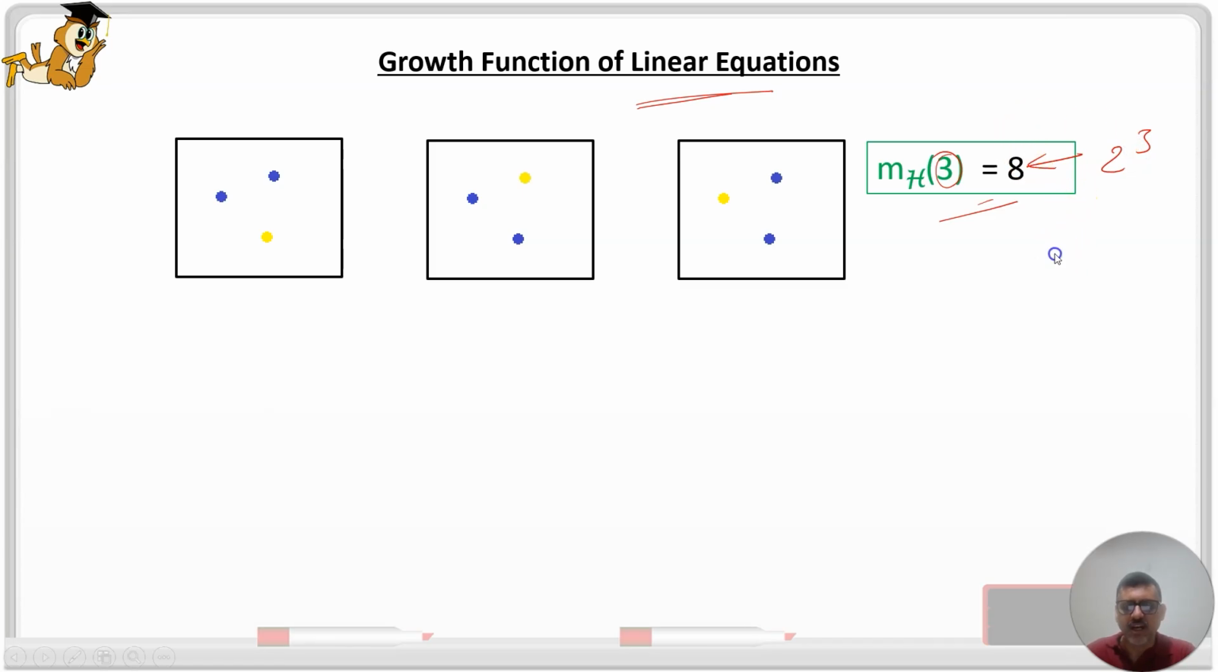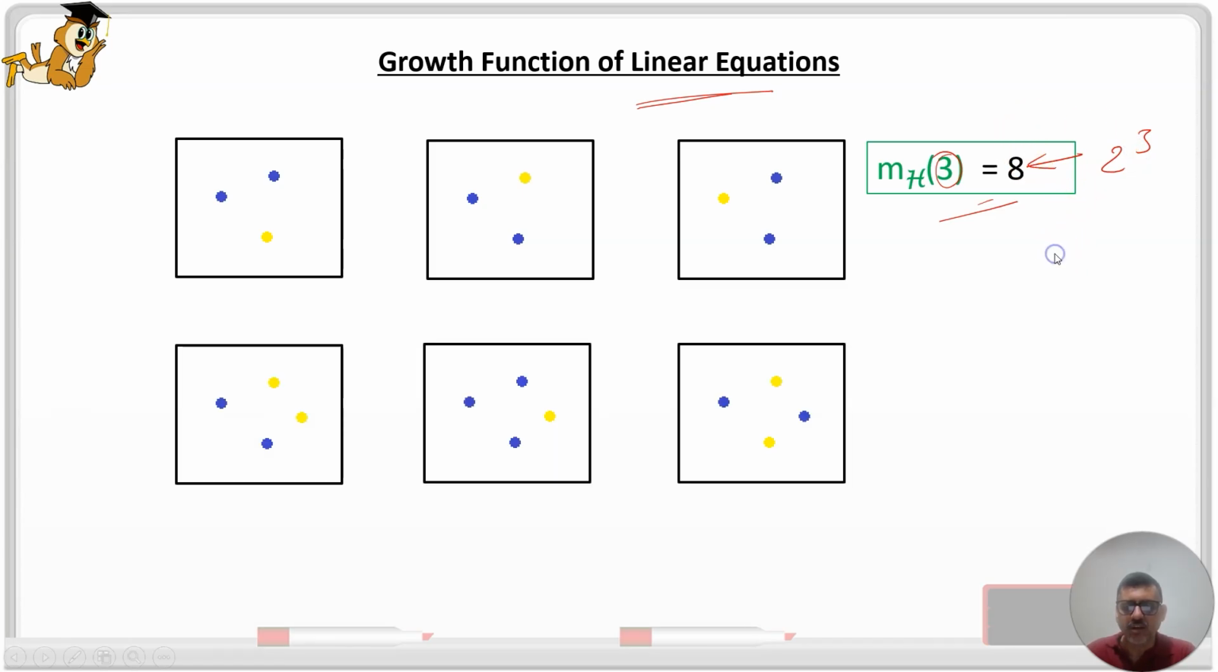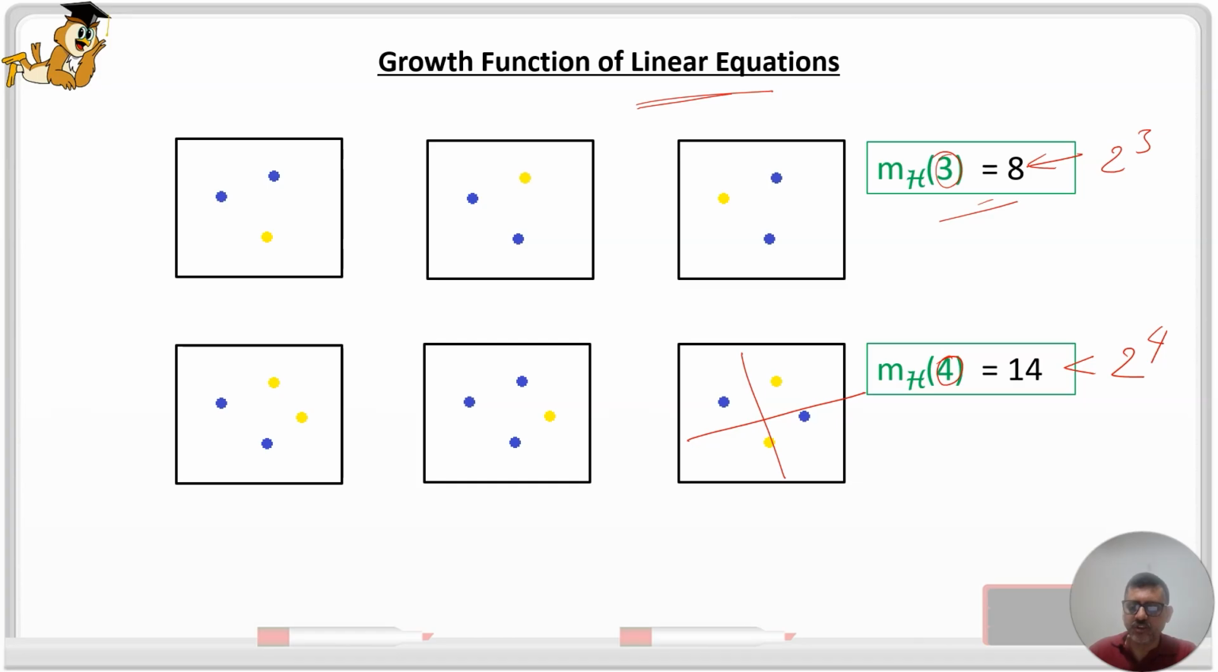So we saw this, and then when we went on to 4 points, we quickly came across a case which could not be supported by linear equations. In other words, this sort of a dichotomy where these 2 points are yellow and these 2 are blue, you could never find a linear equation which can give rise to such a dichotomy. And we went on to see that mH of 4 was 14, which is actually less than 2 to the power 4, and therefore 4 was a break point for the hypothesis set of linear equations. We saw this in detail.